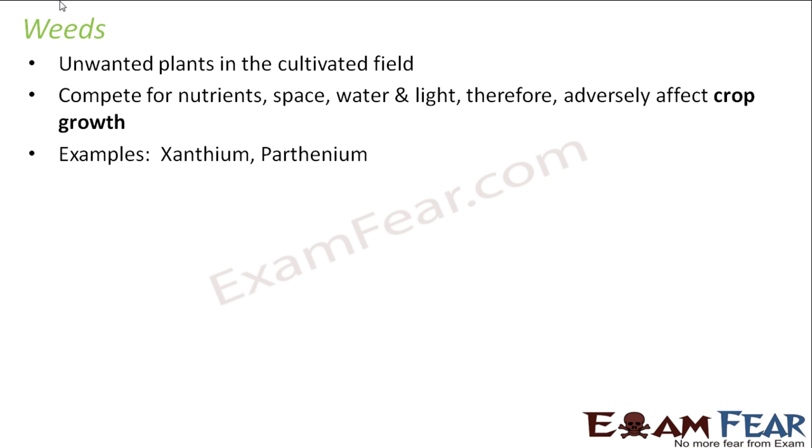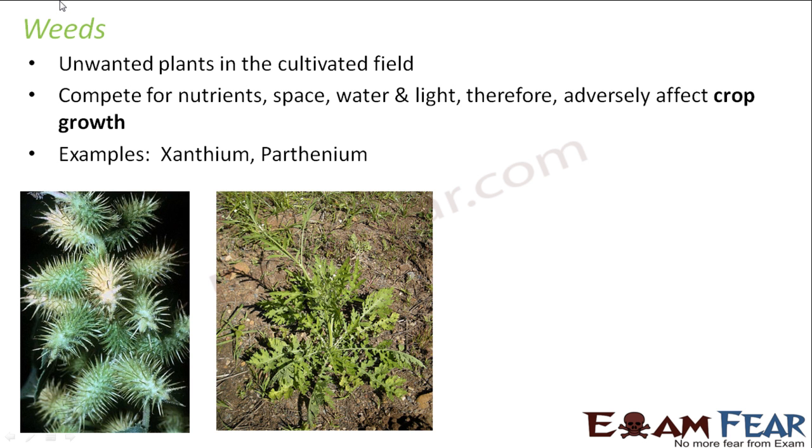Some of the examples of such weeds are xanthium and parthenium. If you look at the pictures, you can see xanthium here in this picture and parthenium here. You would have seen these kinds of plants on the roadsides or in your garden or many such places, because they keep growing wherever they get place. So these are the weeds. So we need to protect the crops from weeds.